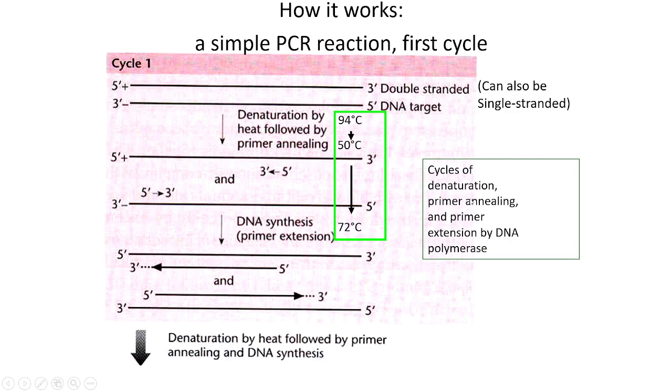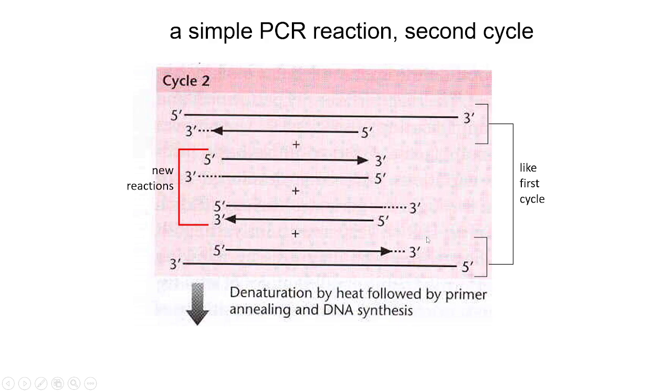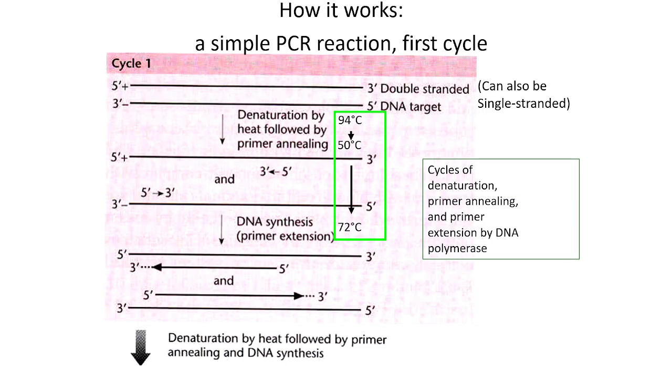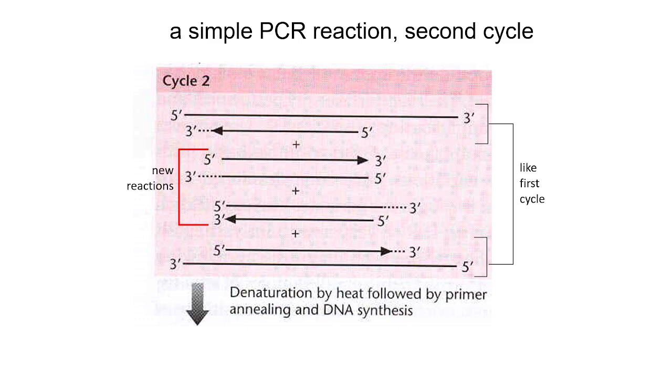So the cycles are denaturation, primer annealing, and primer extension by the DNA polymerase, and you carry this out. This is for the first cycle. Remember, the first stage is DNA denaturation, then comes primer annealing, and the next one is primer extension. Okay, so this is for the first cycle.